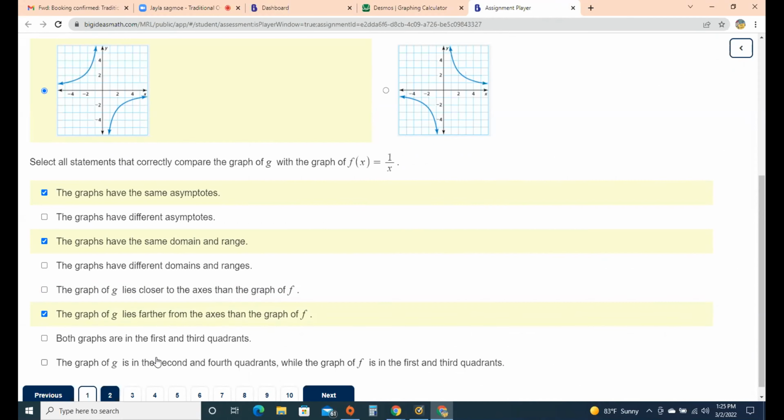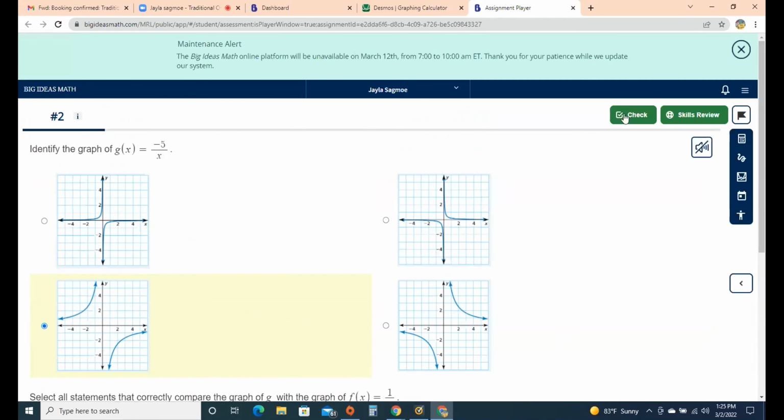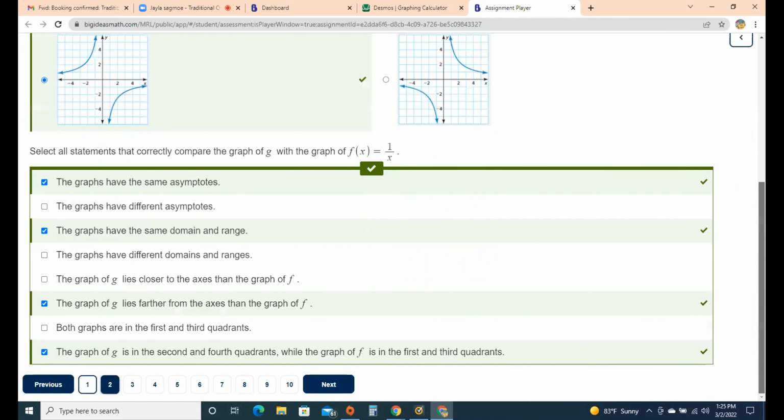Now, are both graphs in the first and third quadrant? No, that's the second one. They're not. You got it. Yes, no, yes. Looks good now to me. I was like, wait, what? I didn't need to say anything. You had it all down. You're fine.